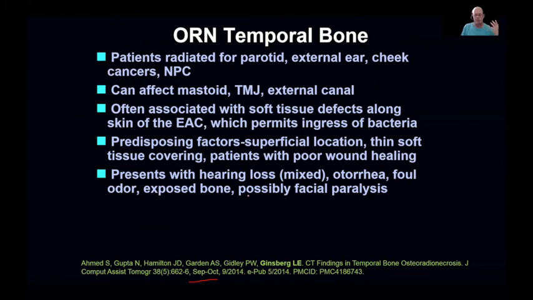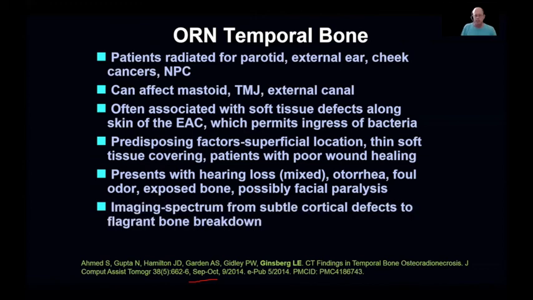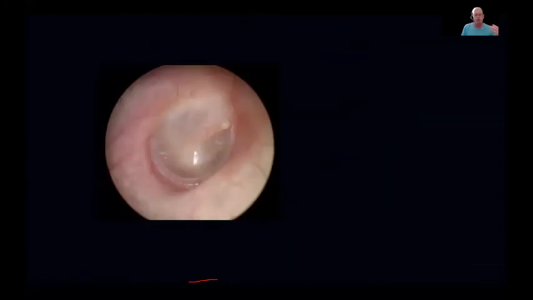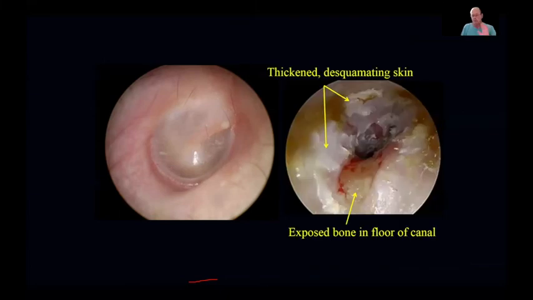They present with hearing loss, otorrhea, and a foul odor. Rarely, if it's a very advanced case, facial paralysis. And the imaging spectrum includes subtle cortical defects to flagrant bone breakdown. And on otoscopic exam, exposed bone is the hallmark. So here's a normal tympanic exam, otoscopic exam. And this is a patient with very advanced, flagrant osteoradionecrosis of the external canal with thickened and desquamating skin, and here we see exposed bone.